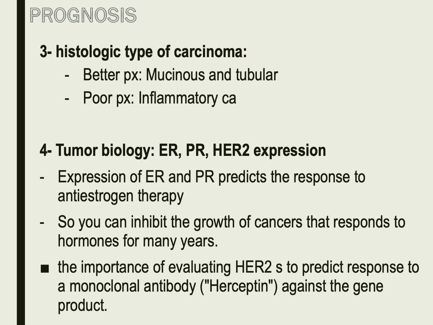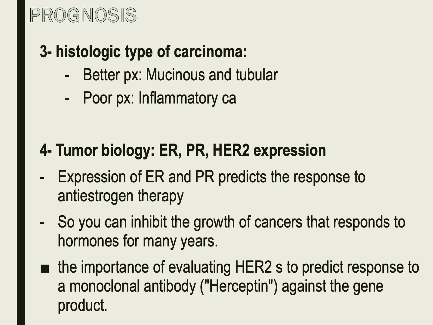The histologic type of breast cancer can also affect the prognosis because certain histologic subtypes are associated with better prognosis, like mucinous and tubular breast cancer, while certain histologic subtypes like inflammatory carcinoma are associated with poor prognosis.